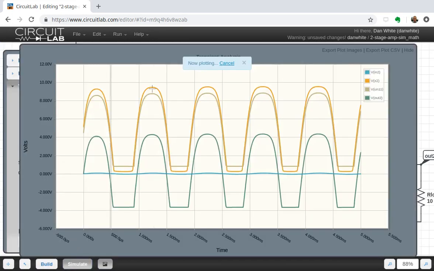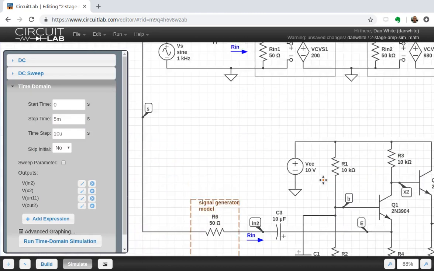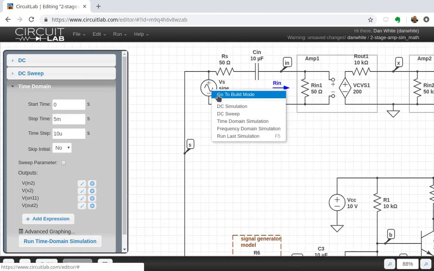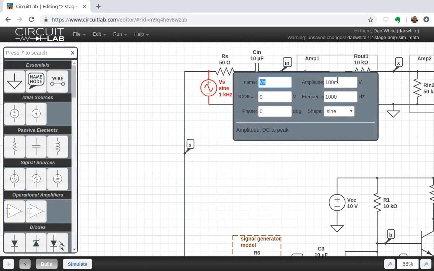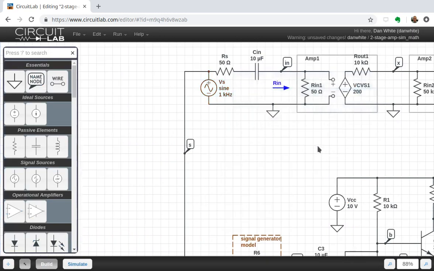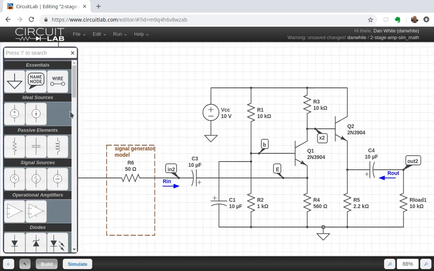It's still clipping. See how it's not clipping as much? Negative side, it's not symmetric, but that's okay. So I'm going to drop my input side all the way down to 1 millivolt. Pretty sure that's going to be small enough, and we'll find out shortly.